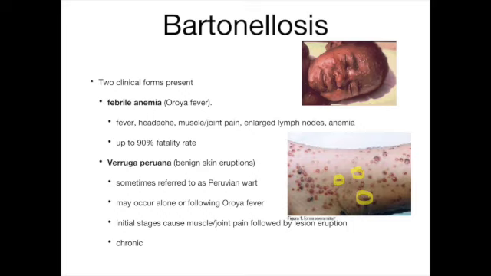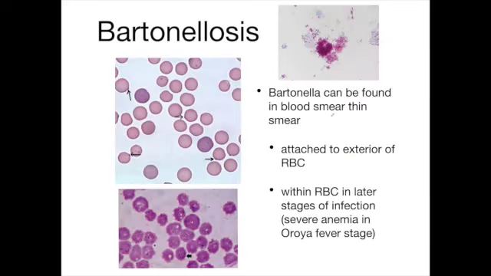It causes enlarged lymph nodes, severe anemia, severe muscle and joint pain, high fevers, headaches, and it's sometimes referred to as febrile anemia. And that's what we're seeing up here. It occurs primarily, again, in children. Now, Bartonella is oftentimes diagnosed or seen in what's known as a thin blood smear.